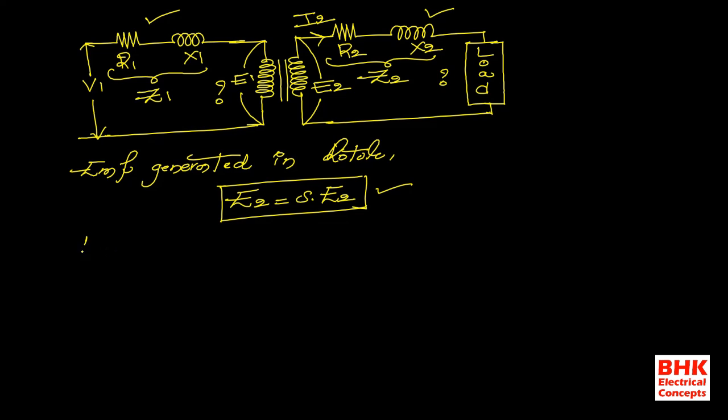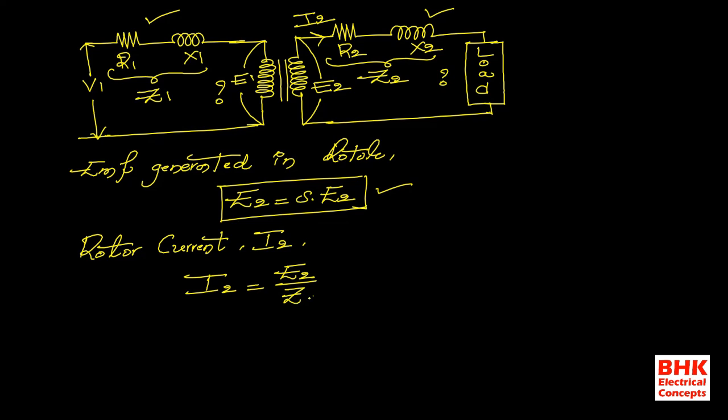Now coming to the second one, that is rotor current. You can observe one thing, I consider only the single phase equivalent circuit. It means whatever values we are considering, all are per phase values only. So rotor current I2. What is the expression of I2 from the rotor circuit? Current is flowing through this circuit consisting of R2 and X2 parameters, so I2 is equal to E2 divided by Z2.